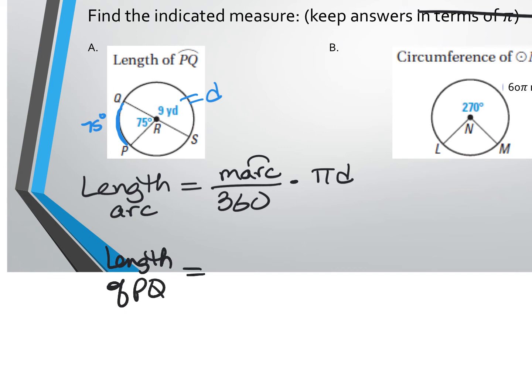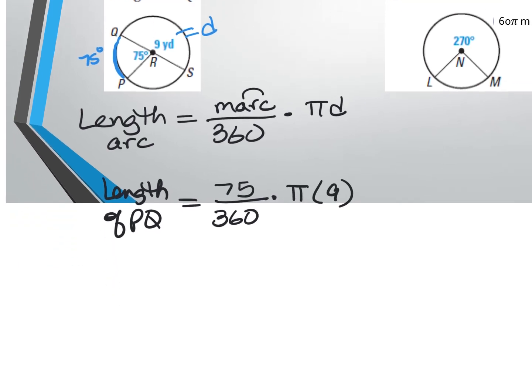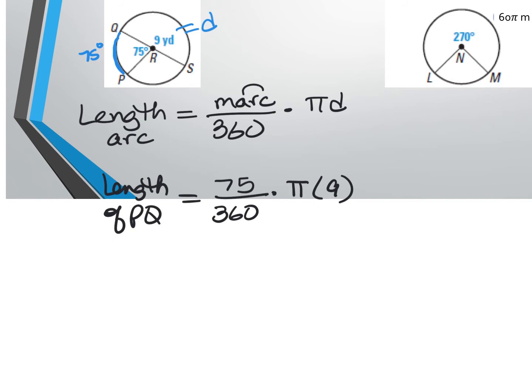So the measure of PQ's arc is going to be 75, and it's always divided by the whole circle, which is 360, and then I'm going to multiply it by pi d, which is 9. Left in terms of pi, I need to simplify. So this is length of PQ is equal to, and now I'm going to simplify.